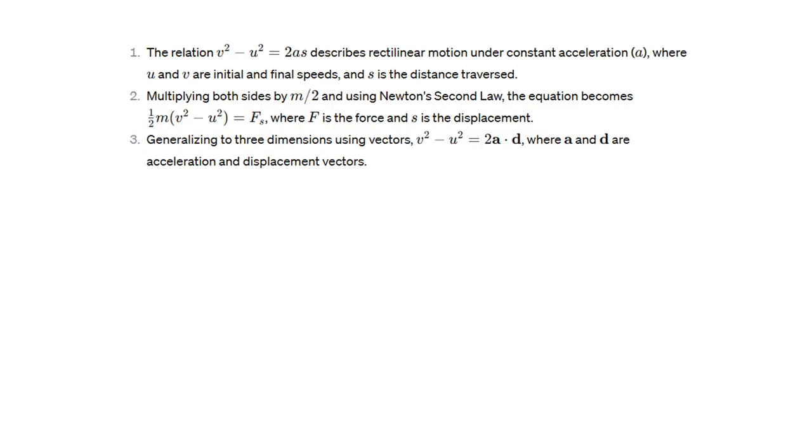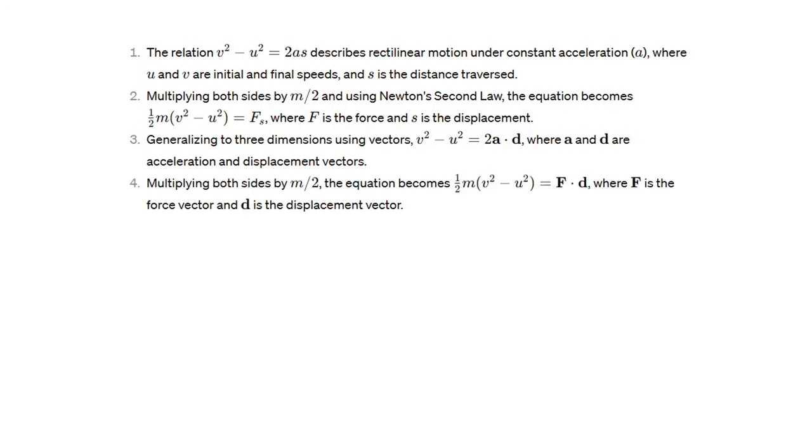Generalizing to three dimensions using vectors, v squared minus u squared is equal to 2 a dot d, where a and d are acceleration and displacement vectors. Multiplying both sides by m by 2, the equation becomes half m (v squared minus u squared) equals F dot d. F is the force vector and d is the displacement vector.